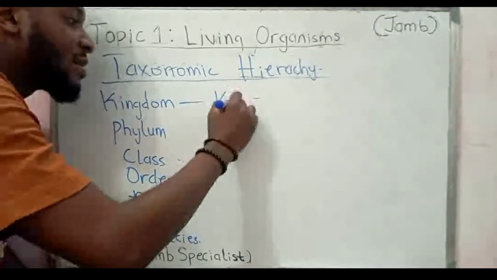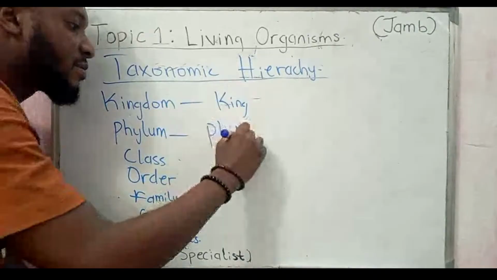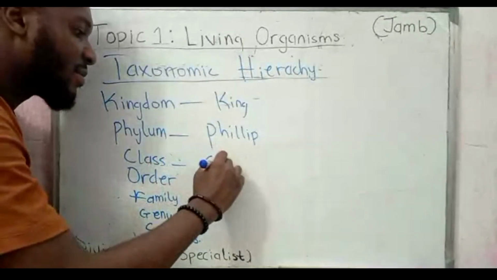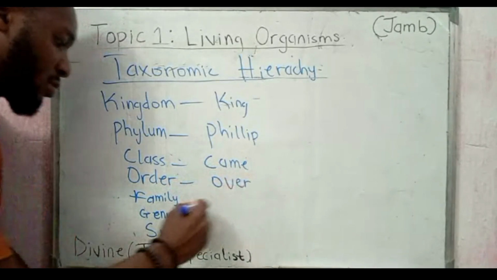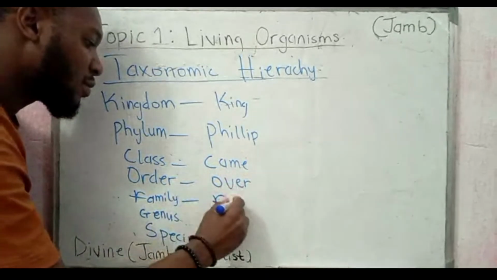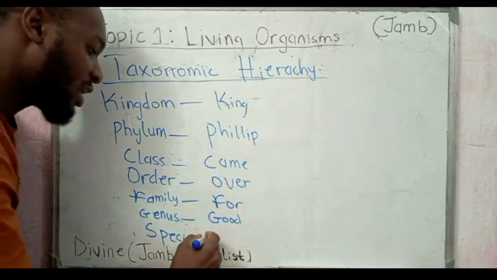I'll show you a way that you can use to recognize or remember this. Kingdom, you can use it as king. Phylum, Philip. Class, came. Order, over. Family, for. Genus, good. And species, soup.